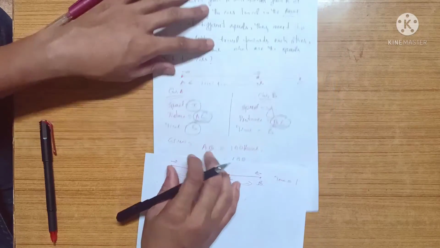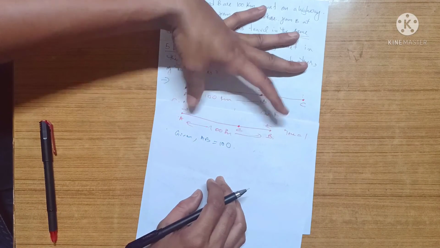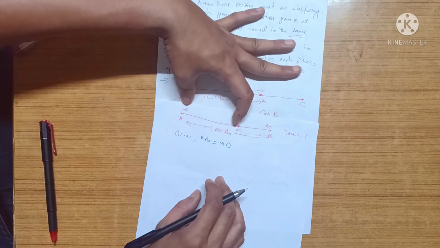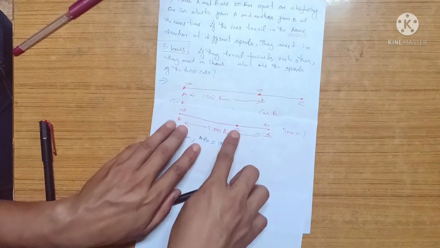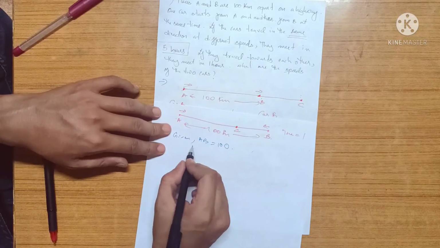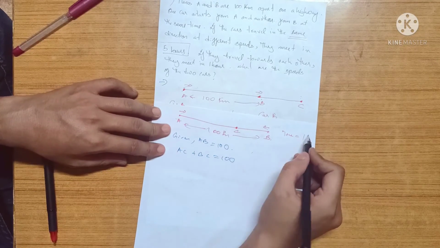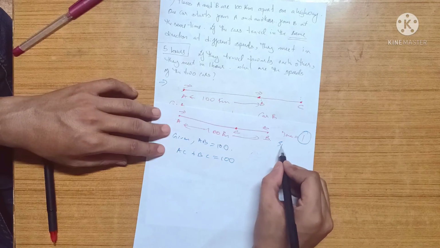AB is 100, but we cannot do AC minus BC now. What we can do is AC plus BC. This is AC, this is BC. If we join these two, we get AB, right? So instead of AB, can I not write AC plus BC? Right? So now the time is 1.